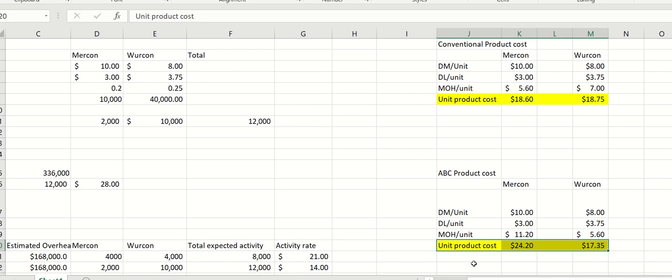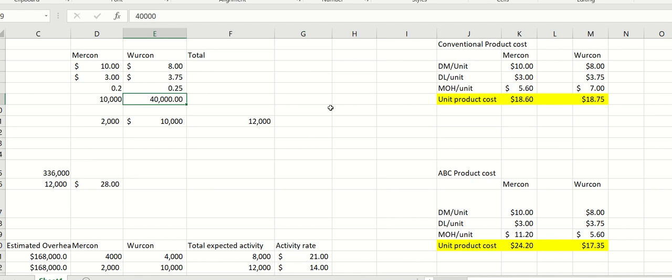right? And so activity-based costing makes our cost tracking more accurate. It's more complex because we have to calculate more activity rates, but it makes it more accurate. And oftentimes costs will shift from high volume products. So we were making 40,000 Workons, so it'll shift from Workons to Mercons. And because we can't track them very closely and there are so many of them, we assign a lot of overhead to these products.